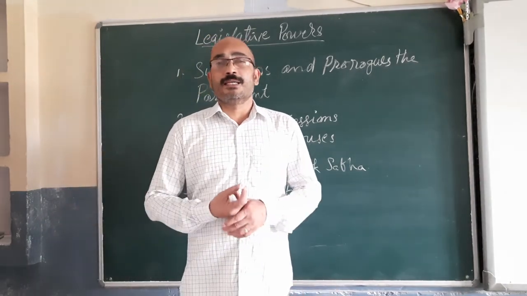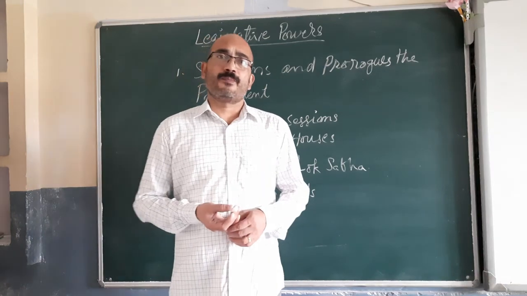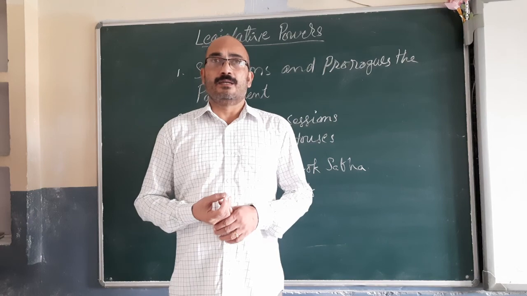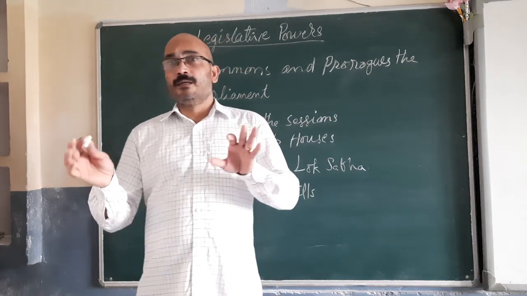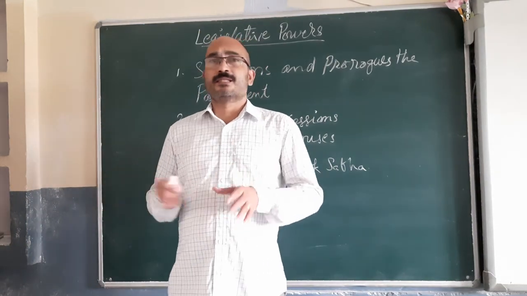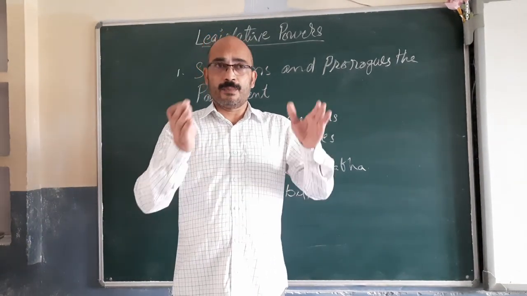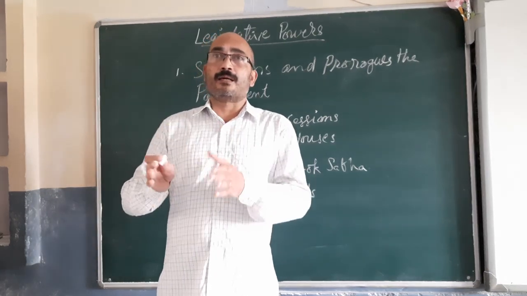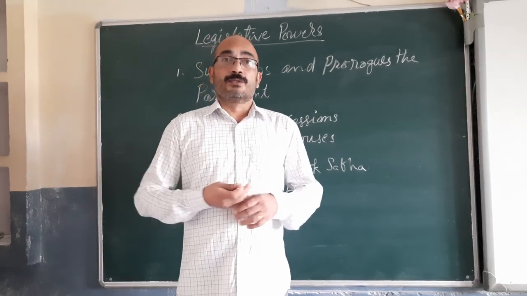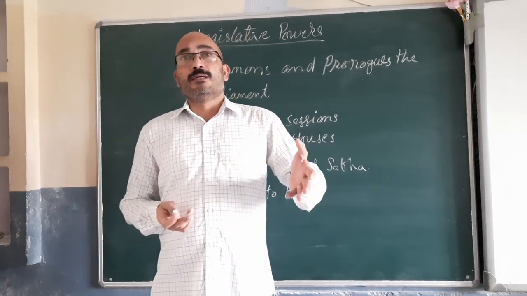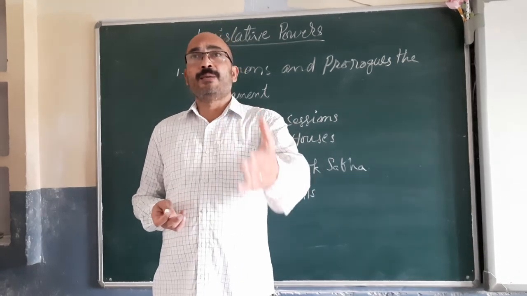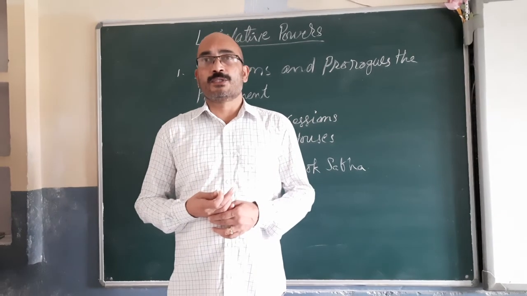In states, if the state legislature passes a bill, that bill is sent to the governor for his assent. Normally it happens just as in the union parliament. What is happening in the union parliament, the same way administration of the state also happens. That is because the union legislature and the state legislature work in a similar way. So whatever procedure is adopted in the union parliament, mostly the same procedure is taken in the state governments also.